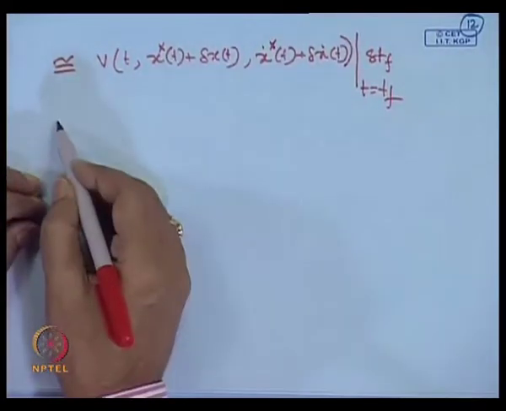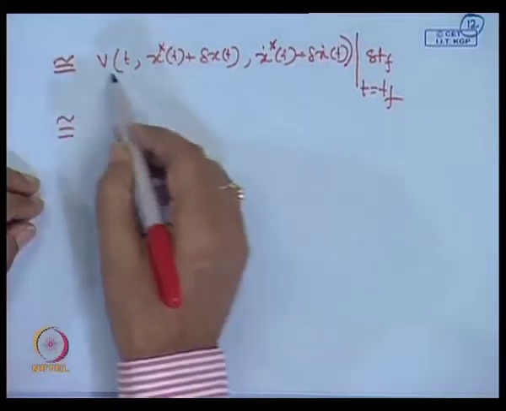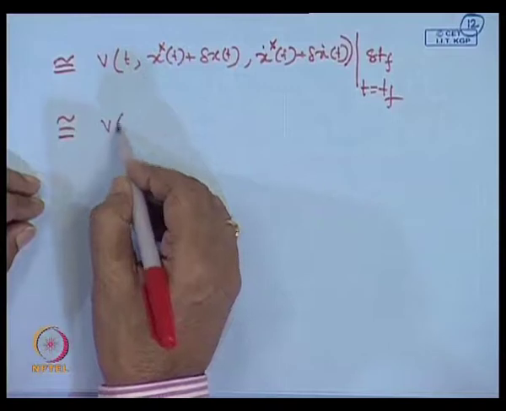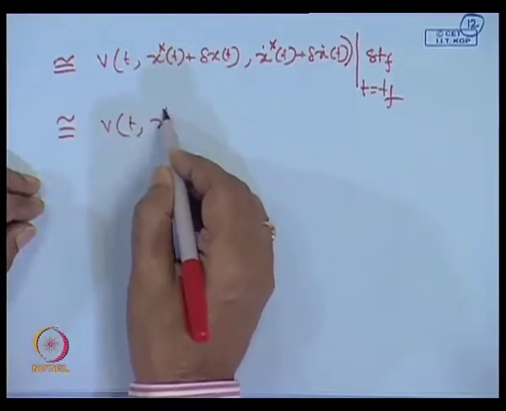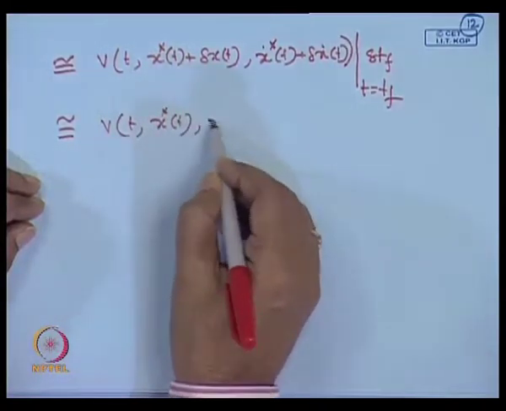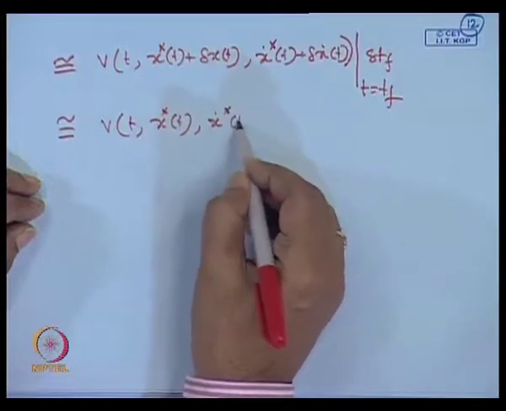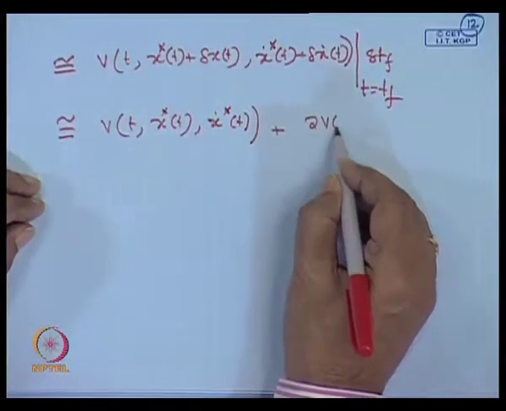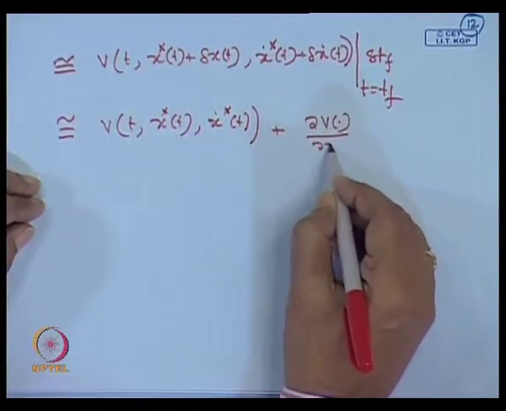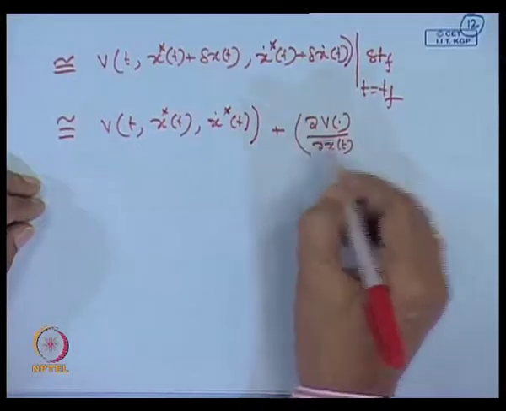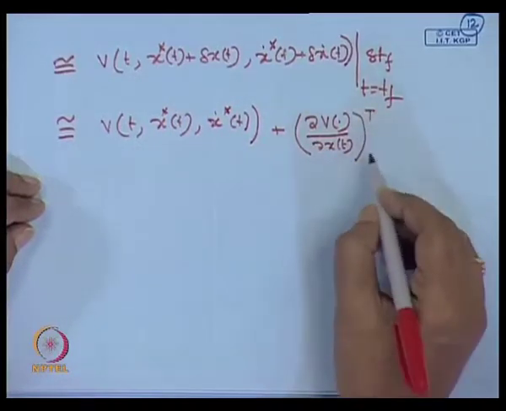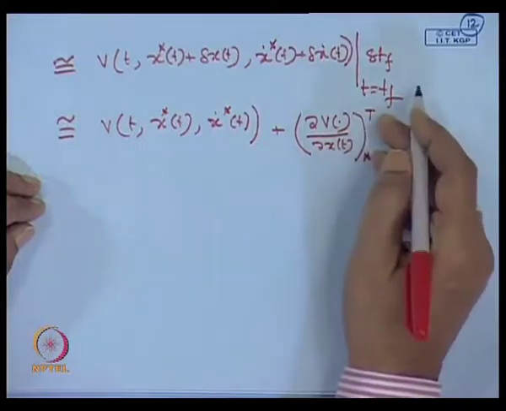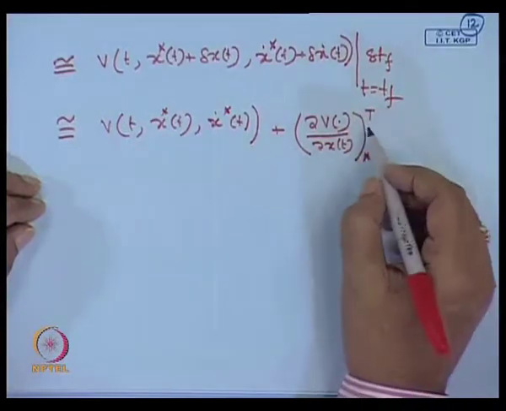So, this I can write as nearly equal to, if you do the Taylor series expansion of that one, V(t, x*(t) + x dot*(t))... plus V dot of x(t) whole transpose. If it is a vector, then this transpose is a vector. If it is a scalar, transpose is not necessary at all.